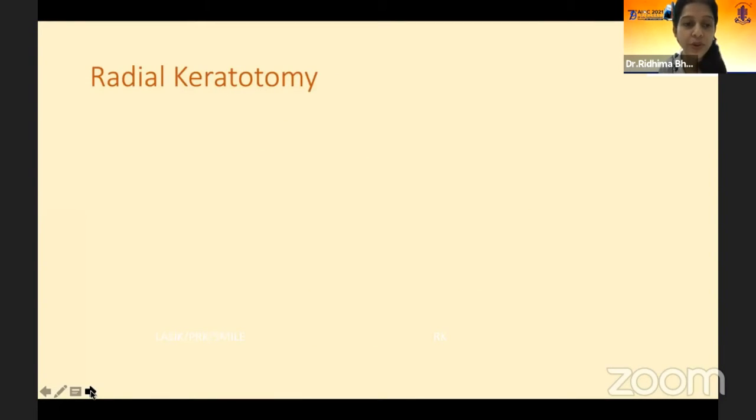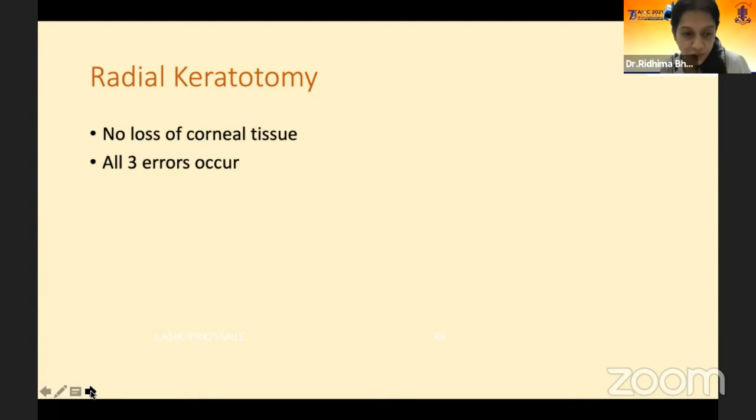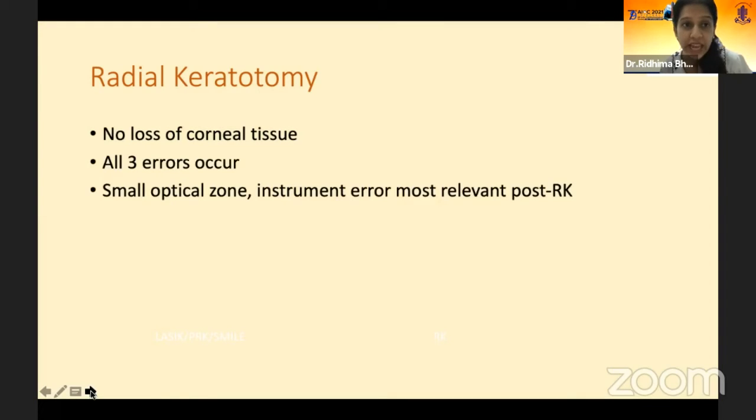Though we don't do it routinely, we still see patients post-radial keratotomy who come for cataract surgery. Since we're not removing any tissue at all, do these errors still occur? Is it the same kind of conundrum or error that we're expecting? Yes, all three errors do occur even post-radial keratotomy. In RK, there's a very small optical zone, so instrument error is extremely relevant.